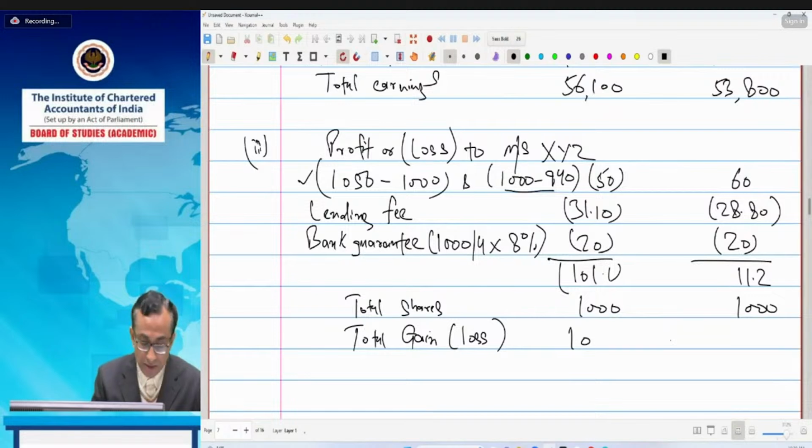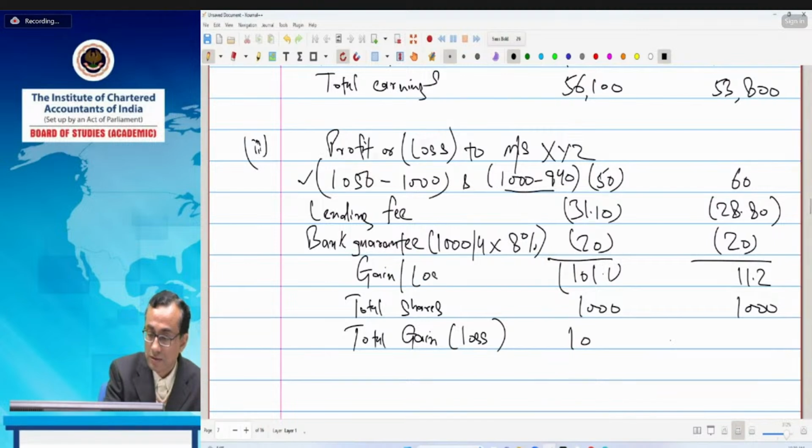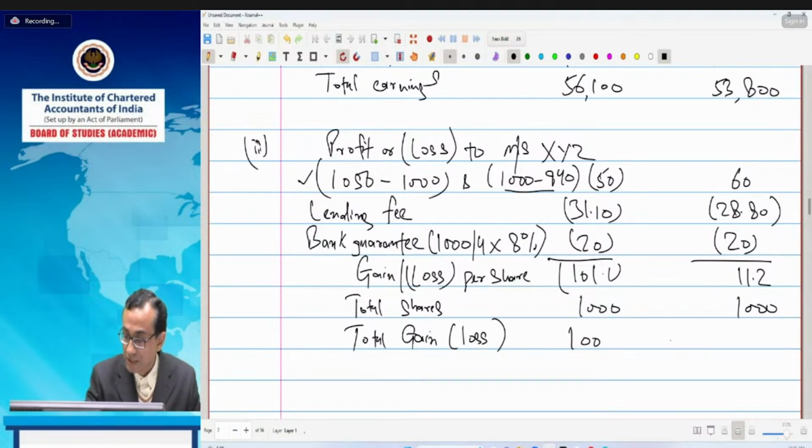So total gain or loss will be 1000 multiplied by 101.1. This is the gain or loss per share. Total gain or loss will be 1,01,000, and it will be a loss of 1,01,000 in scenario 1, and a profit of 11,200 in scenario 2.